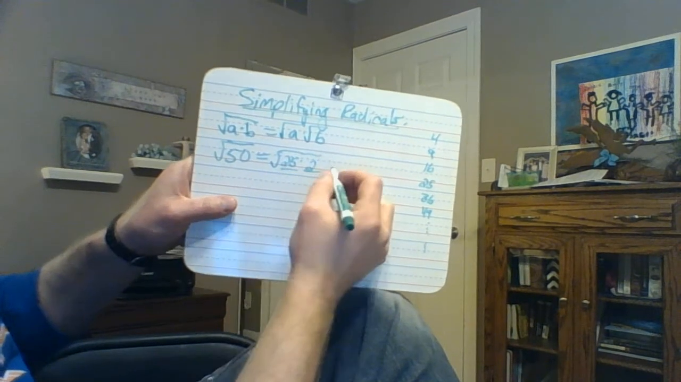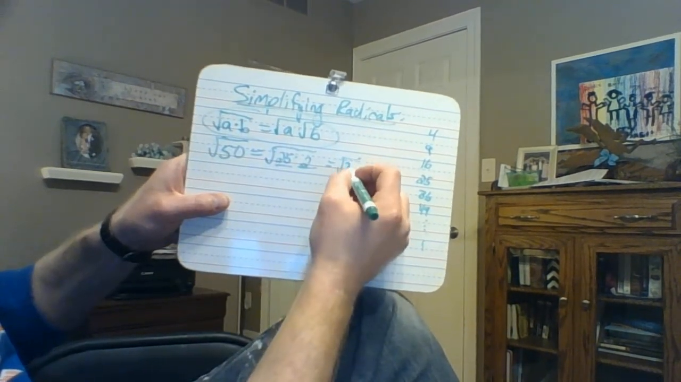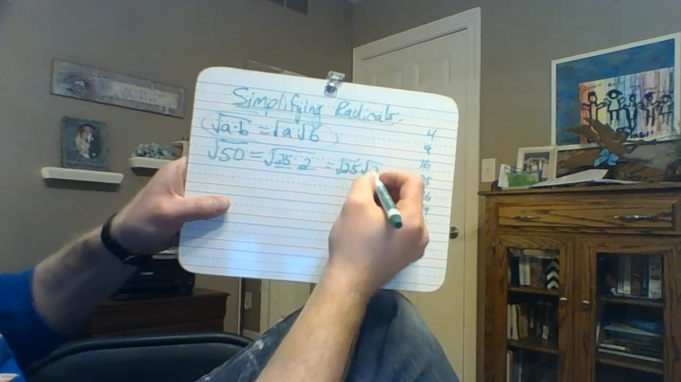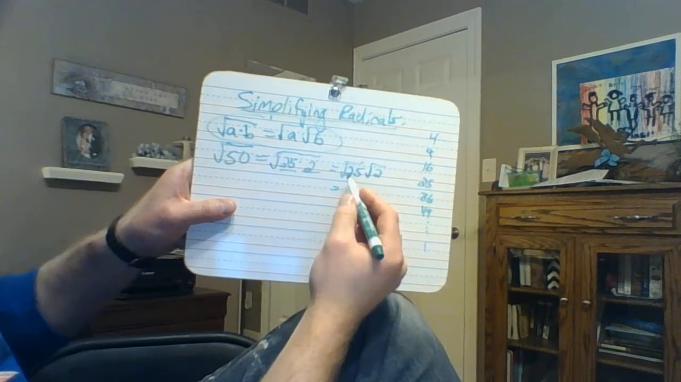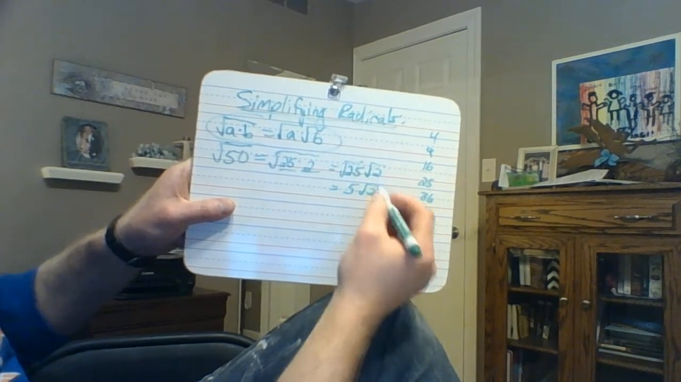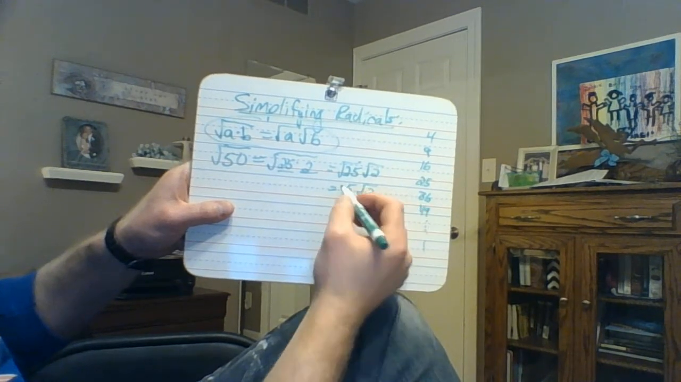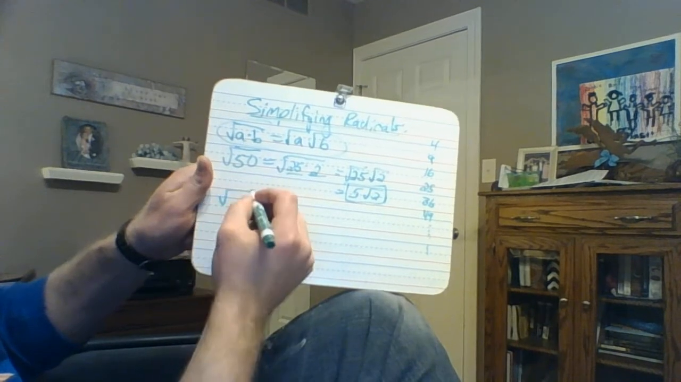Once you do that, this rule up here says you can give each one of those factors its own square root. Then you can say, well, I know what the square root of 25 is. It's 5. And the square root of 2, I don't know what that is, so that just stays square root of 2. That's your answer.